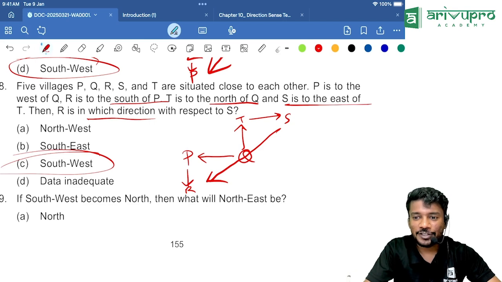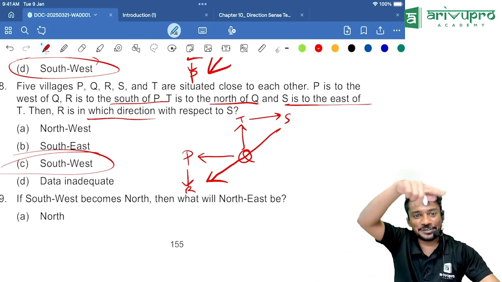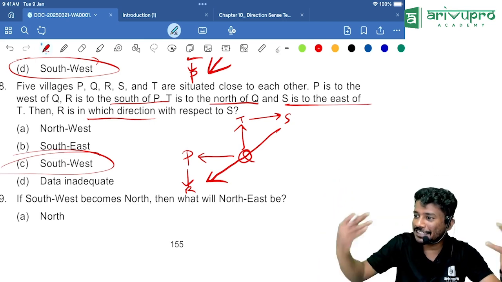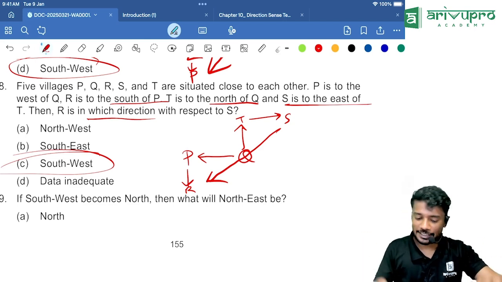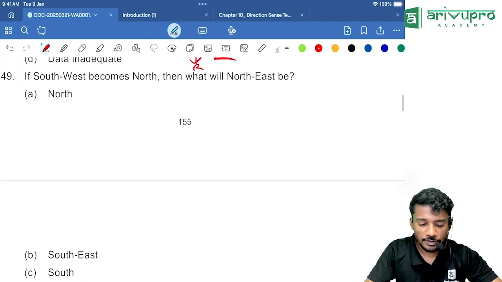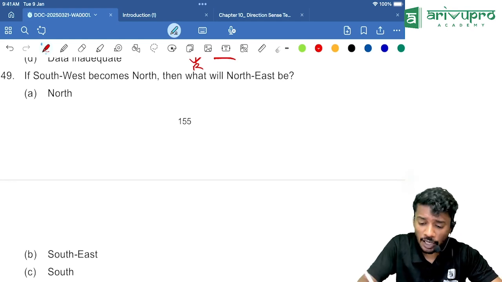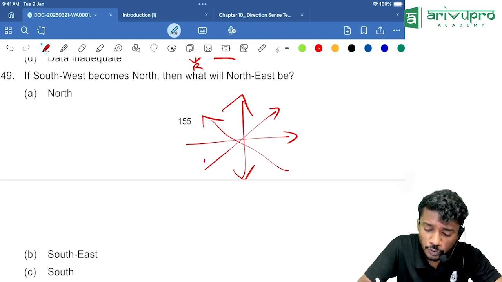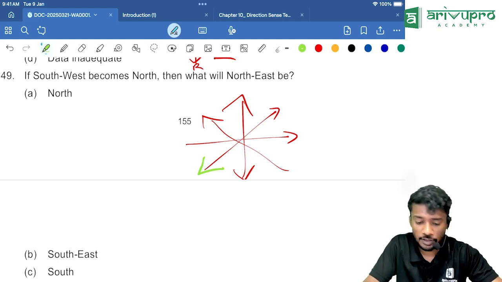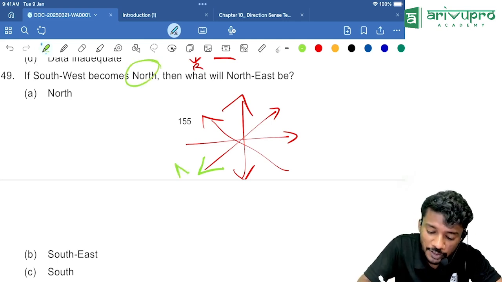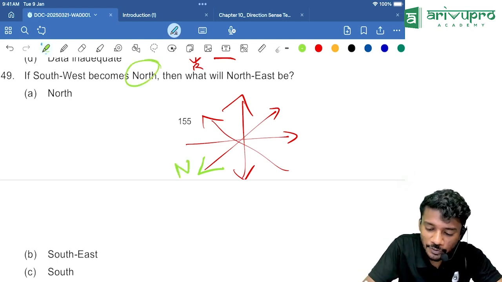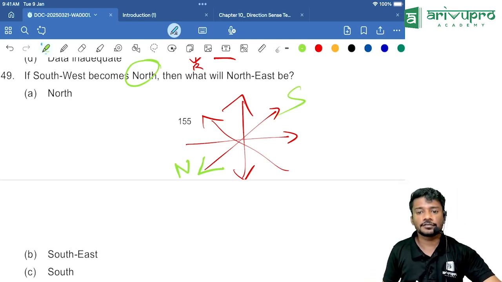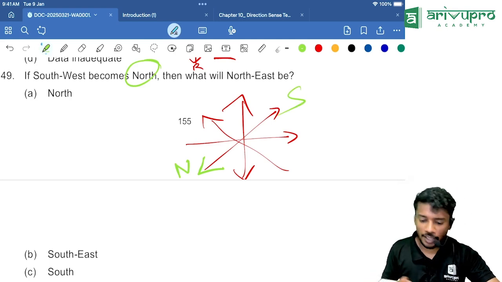Usually we will get some questions with respect to the distance and all. Then nothing is there. Just drawing only we can do. Every question is direct. Now, if southwest becomes north, how is our normal direction? This is our normal directions, right? In the normal direction, southwest is this much. This is southwest. Correct? So they are telling southwest is becoming north. Then northeast will become what? South. Northeast will become south only.